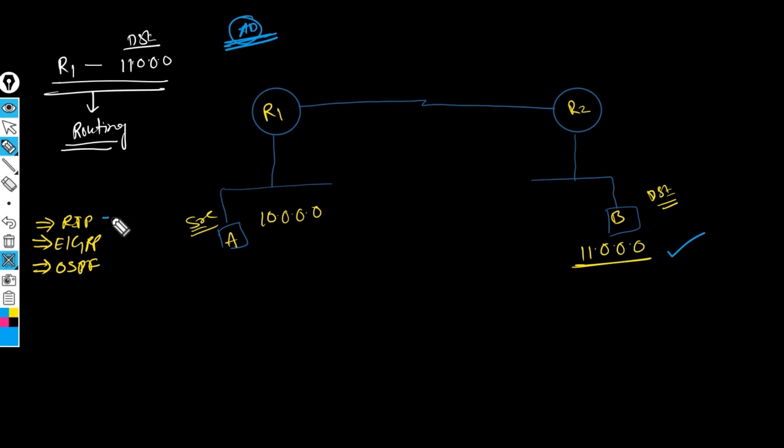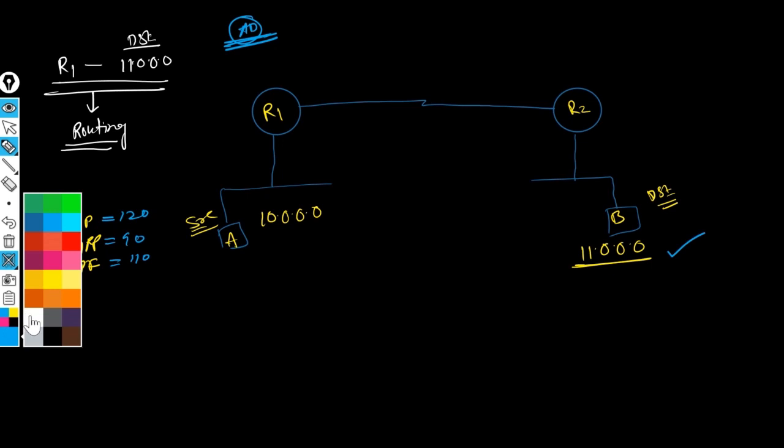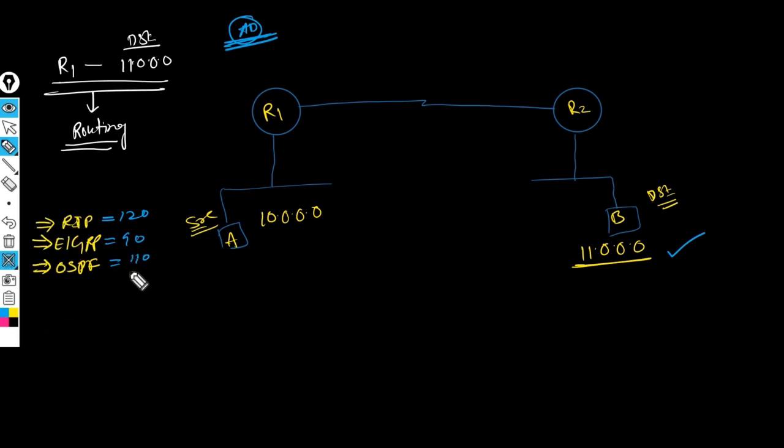For example, they have given the number for this as 120, for this they have given 90, for this they have given 110. Always remember, administrative distance is equal to trustworthiness of the routing information, or the reliability of your routing information. How reliable is it? The reliability will be defined based on the least privilege principle. The least value will be the best protocol.